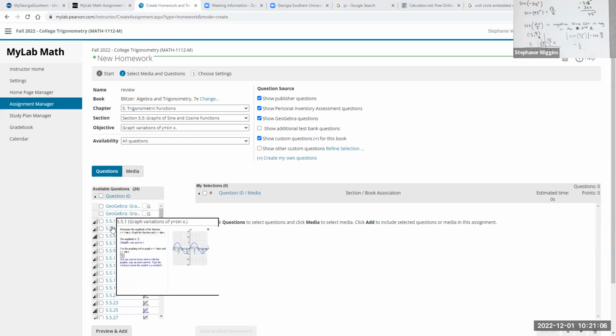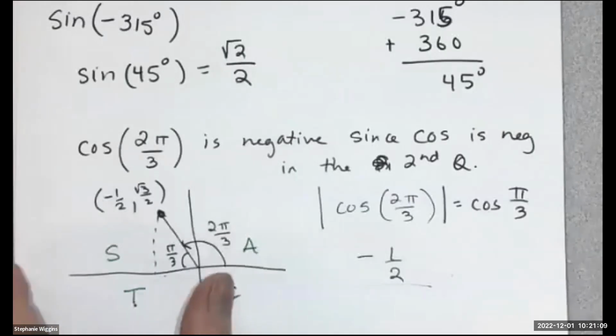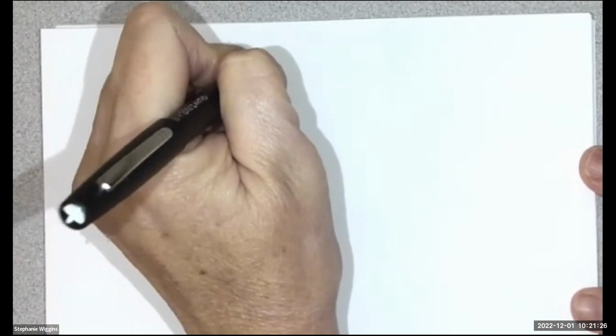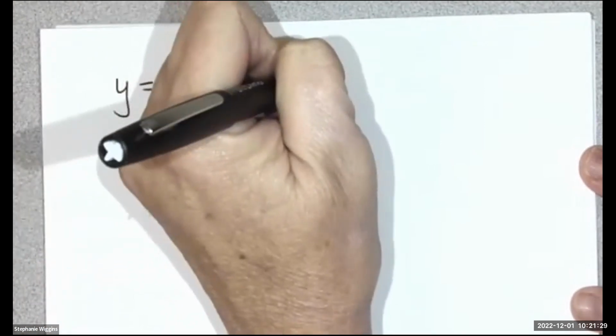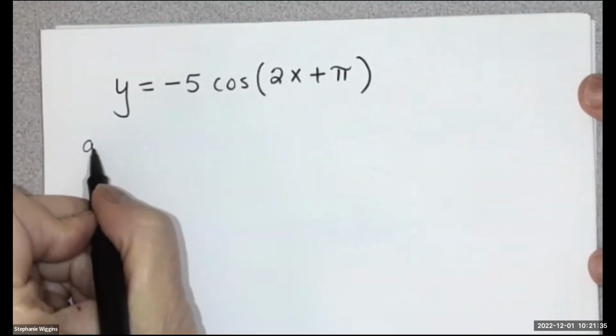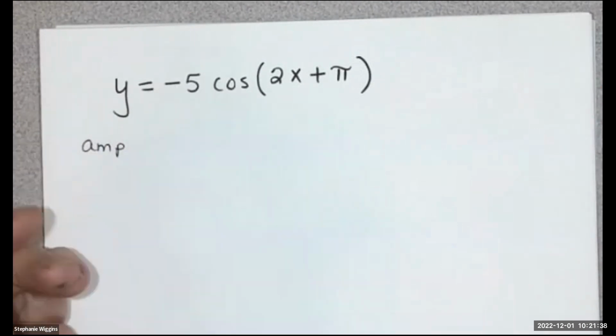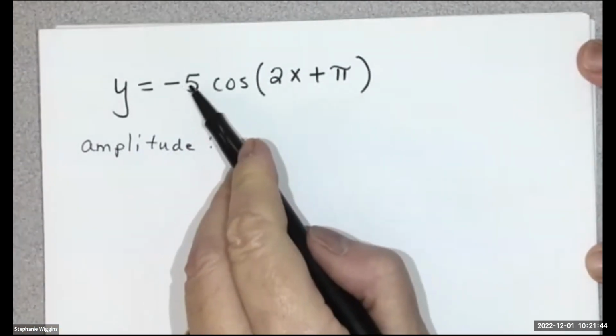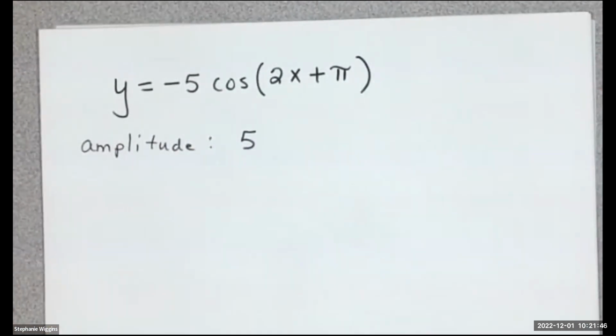All right, I wanted to do one where it was negative. Let me just do it on paper. So like I said, if it's something like y equals -5 cosine, let's say 2x plus pi. Okay, here's our example. The amplitude is the absolute value of the leading coefficient or constant there in front. So the amplitude in this case is the absolute value of -5, which is 5.